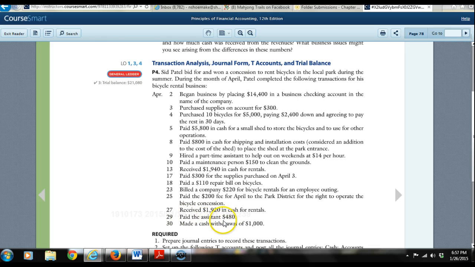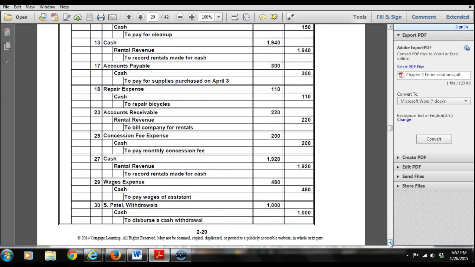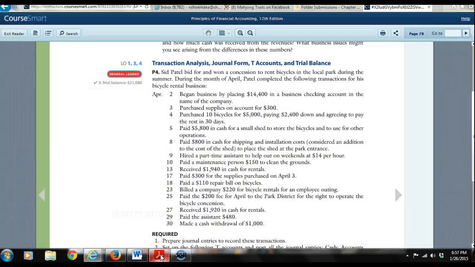Next, we paid the assistant $480. So we will show that as a wages expense. It's a current period expense. And we'll credit our cash also for $480.